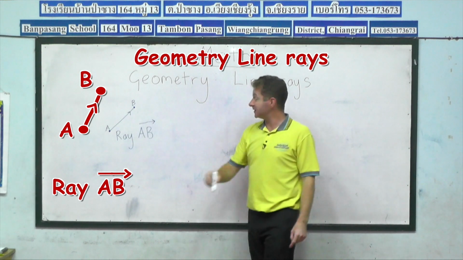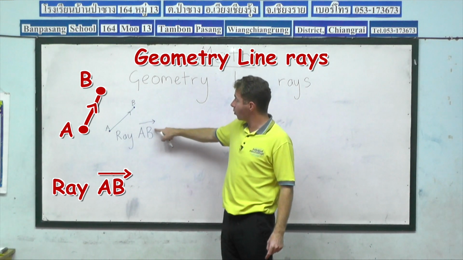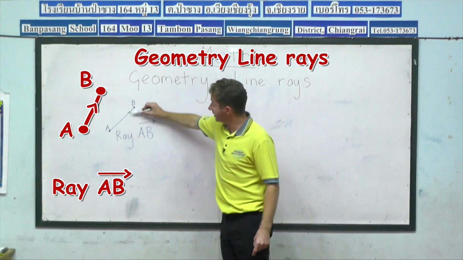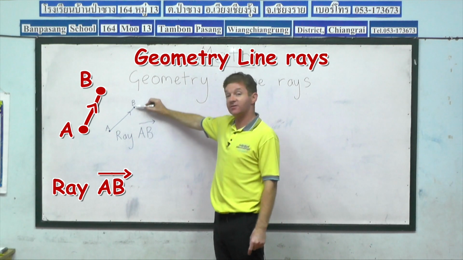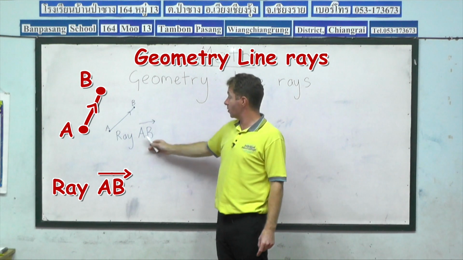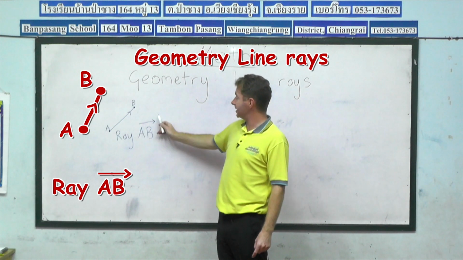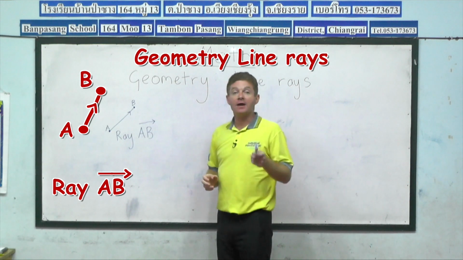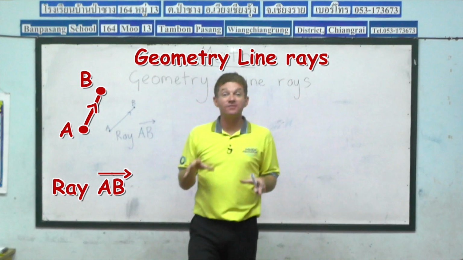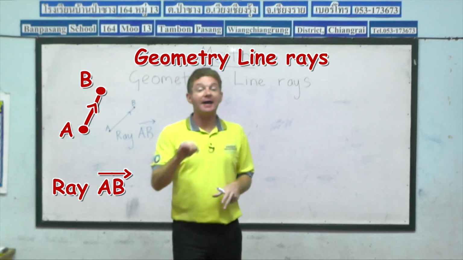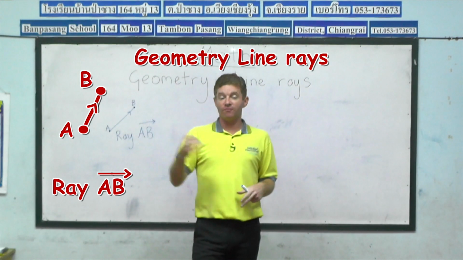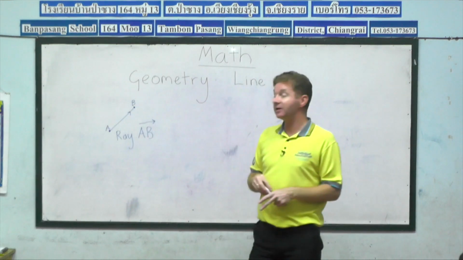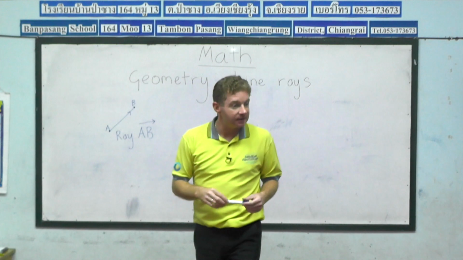Now remember, the arrow always goes over the letter that it's closest to. So here we can see the arrow closest to the letter B. So when we do our label, it will be A, B with the arrow above the letter B. And what I'm going to do now is I'm going to give my students a marker and give them an opportunity to come forward and show their understanding of creating their own line rays. So let's see who can go first.